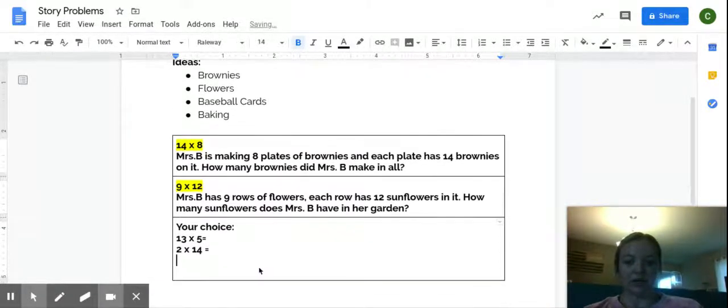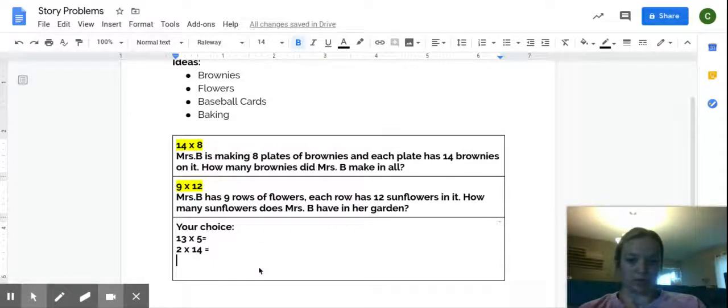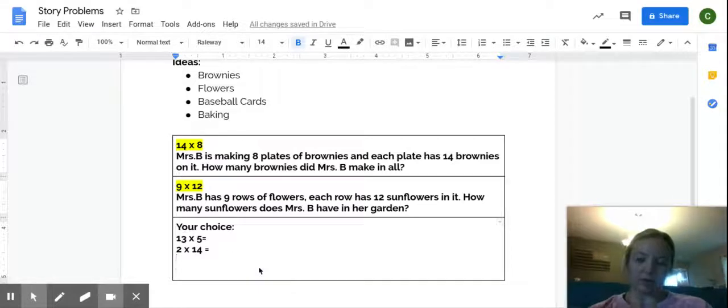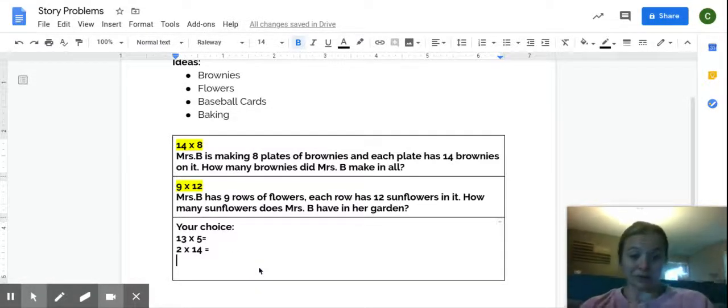And then down here, you have to write your own story problem. So using the numbers that you picked, you are going to write your story problem. And then tomorrow, I will collect all these and you're going to solve each other's story problems.